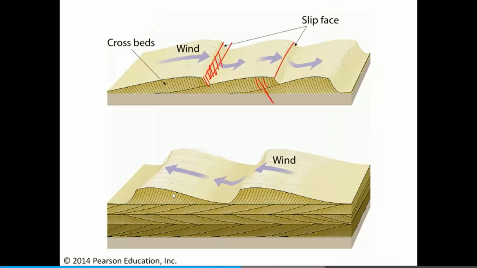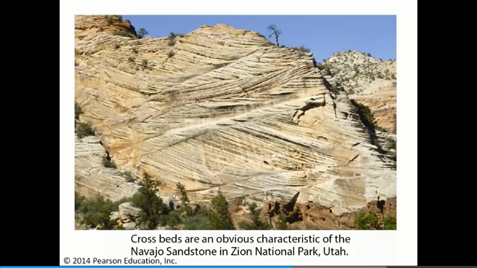These are crossbeds, and we've seen crossbeds before when we studied sedimentary rocks. If the wind direction changes, say from left to right, back to right to left, then the direction of those crossbeds is going to change as well. So you can see some of the crossbeds here are inclined towards the right, and then the more recent set are inclined towards the left.